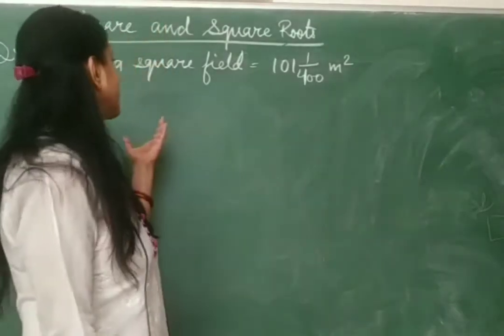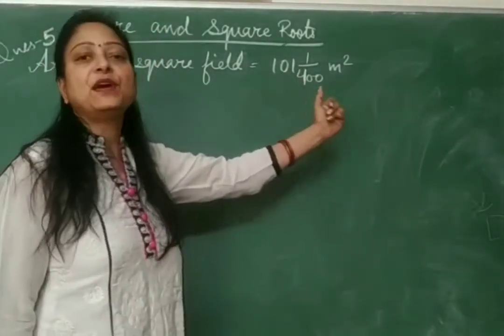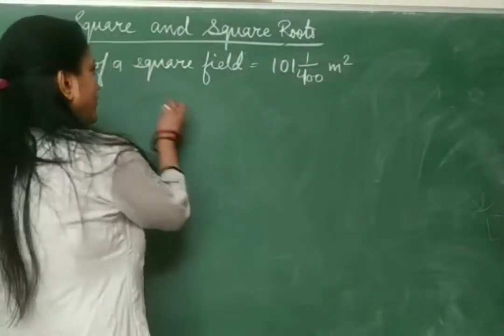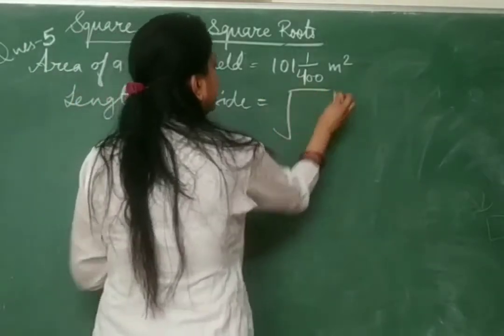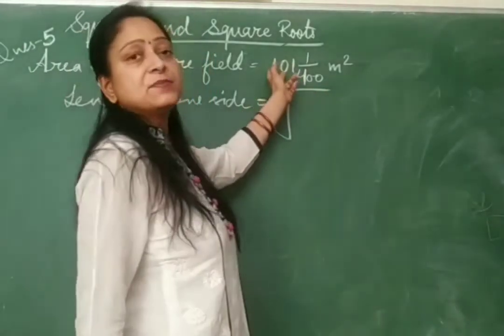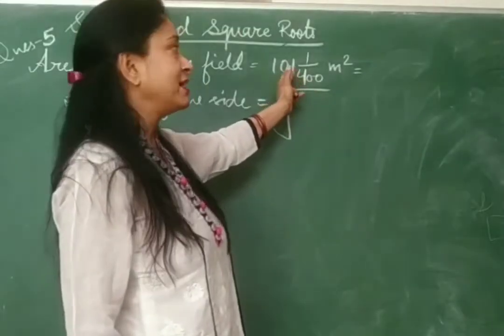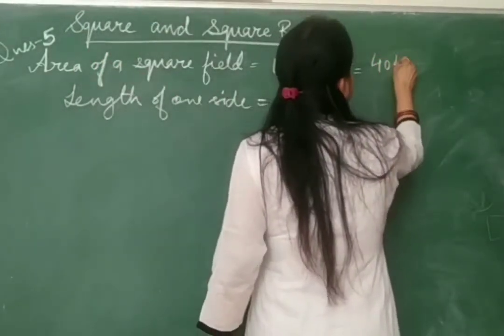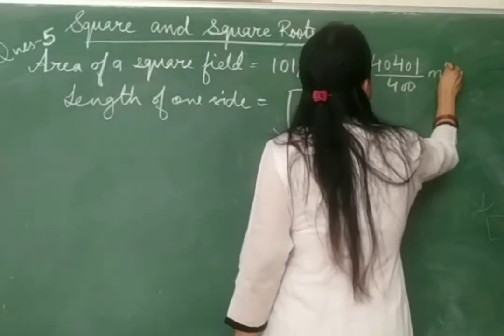Let's do this question. In this, the area of a square field is given, and we have to find the length of one side. And you know, when we have to find the length of one side, it means square root of this area. First, convert this mixed number into an improper fraction. First, we have to multiply these two and then add 1. After this, I am getting 40401 divided by 400 meters square.